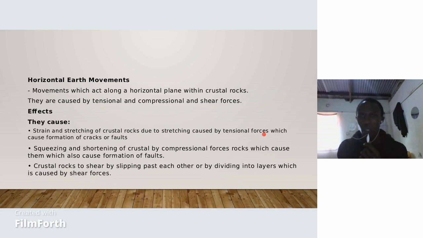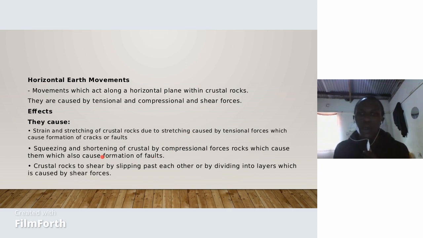stretching caused by tensional forces, which cause formation of cracks or faults. Actually, tensional forces act by pulling a rock from opposite sides in opposite directions, hence will result in the formation of a fault or rather a crack.